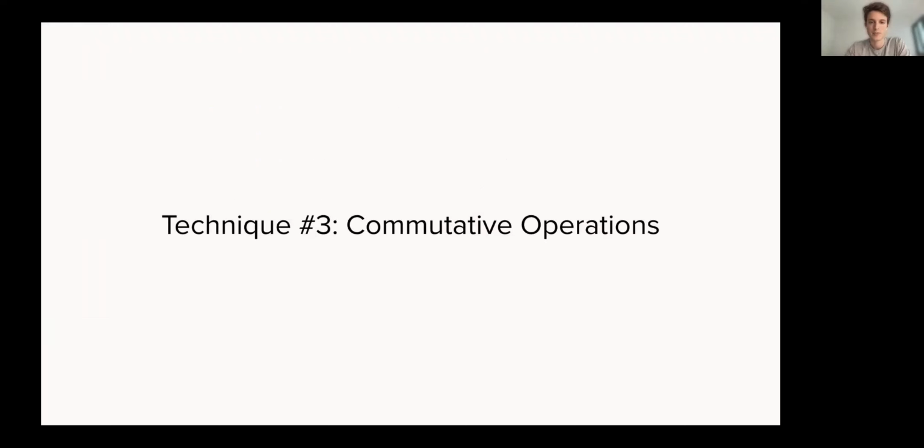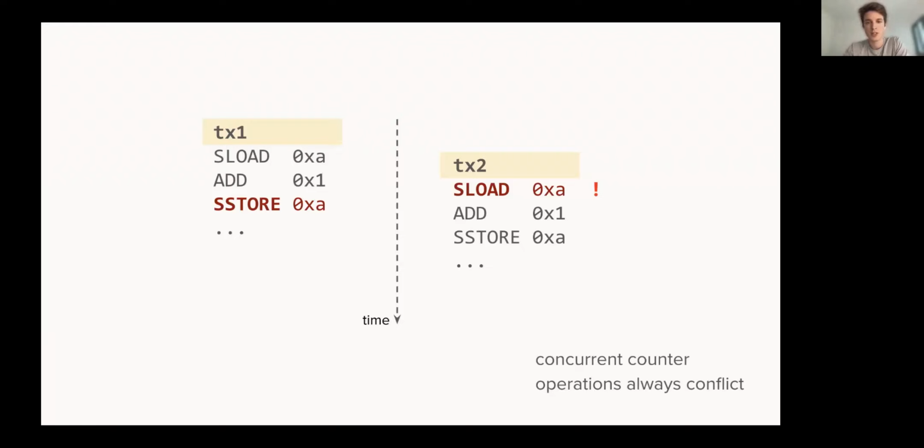And finally, we also propose a new instruction called commutative operations. Let's look at this example. We have transactions 1 and 2, and both of them are incrementing a counter. The way this is compiled into EVM bytecode is that it's compiled to a load, an add, and a store operation. And you can see that transaction 1's store operation will conflict with transaction 2's load operation. So transaction 2 will need to be aborted and re-executed. However, we argue that from the application's perspective, a simple counter increment is actually semantically commutative.